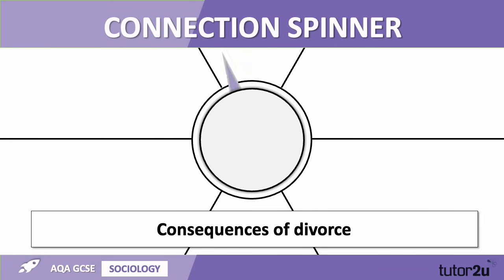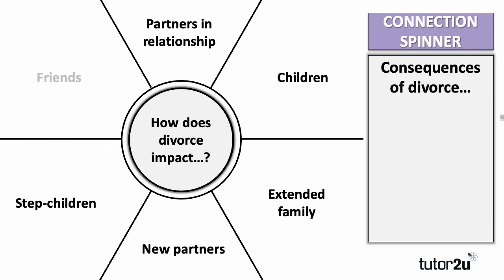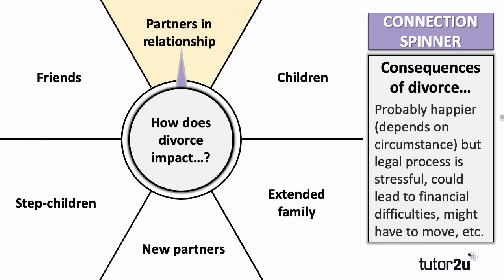The end of a marriage can be an emotional time for 2 partners. However, divorce can have an impact on more than just the 2 people that were married in the first place. We're going to use a connection spinner to consider the impacts of divorce on different groups of people. Okay, let's give the spinner a spin and see where it is going to end up.